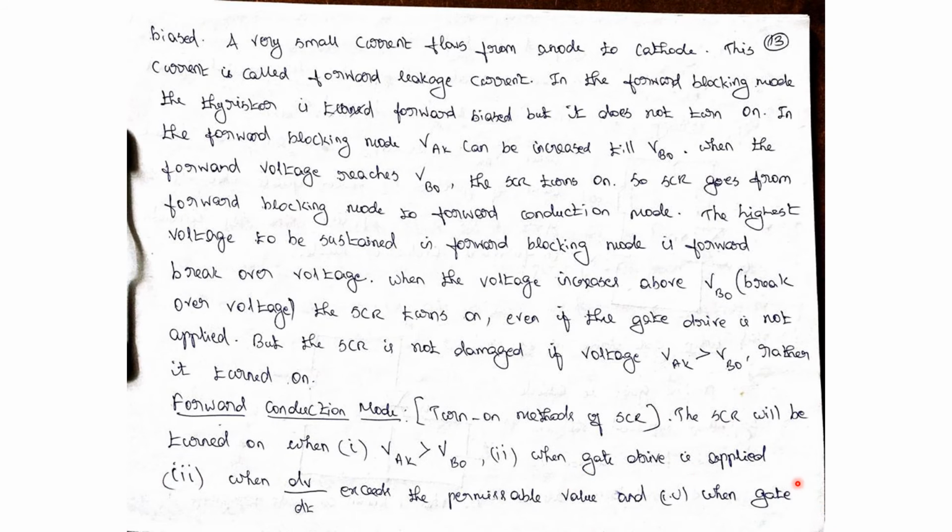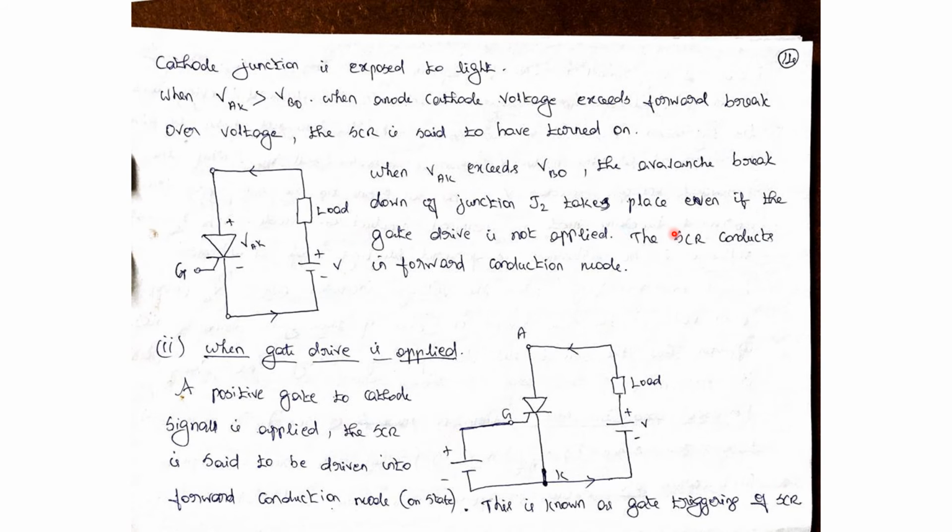Then next one, when gate drive is applied. Just now we have seen that when gate cathode drive is applied, then SCR will be turned on. Then when dV by dt, that is rate of change of voltage with respect to time, exceeds the permissible value, that may be helpful to turn on the SCR. Then when gate cathode junction is exposed to light, at that time also SCR will be turned on, because of the photons present in the light.